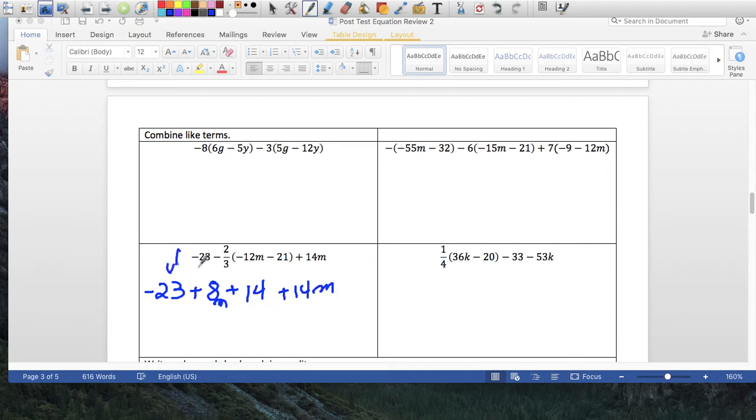Combine like terms, let's combine these two. It's negative 23 plus 14, which is going to give you negative 9. And 8m plus 14m, both positives, gives you 22m.